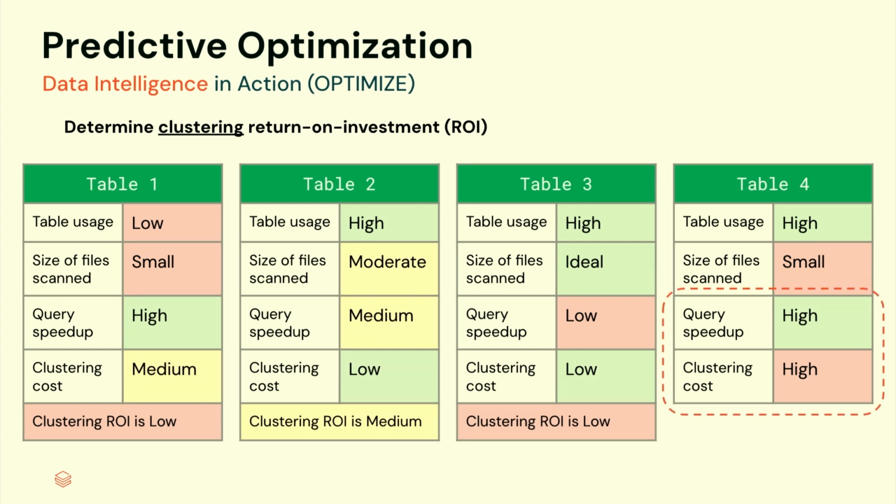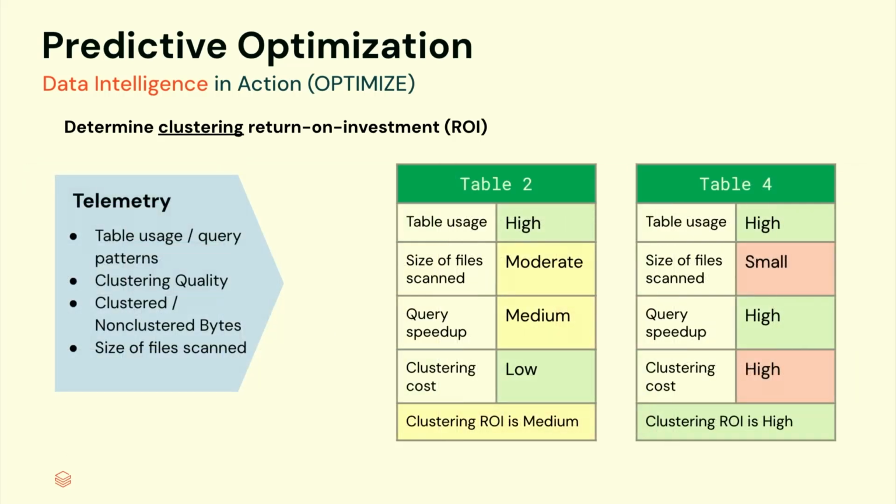What about table 4? Even though the clustering costs are high, the usage of this table is pretty high, and the estimated query speed up is high, a combination of both compacting data and well-clustered data. So we should pick this table and run optimize against it. So the ROI is high.